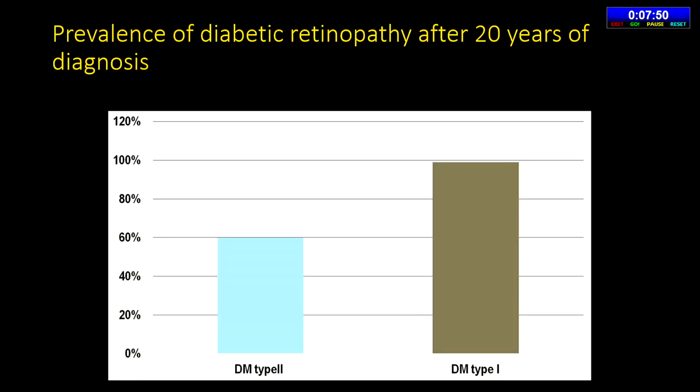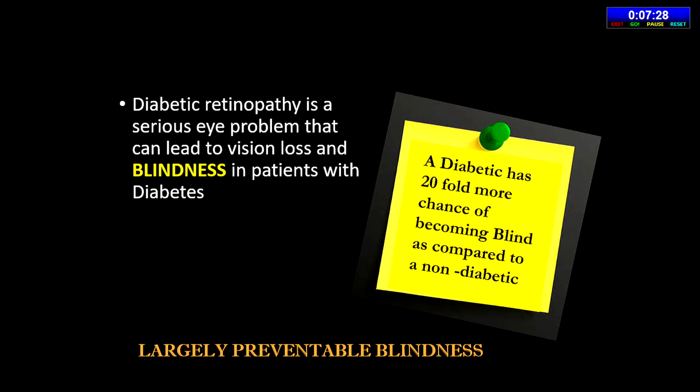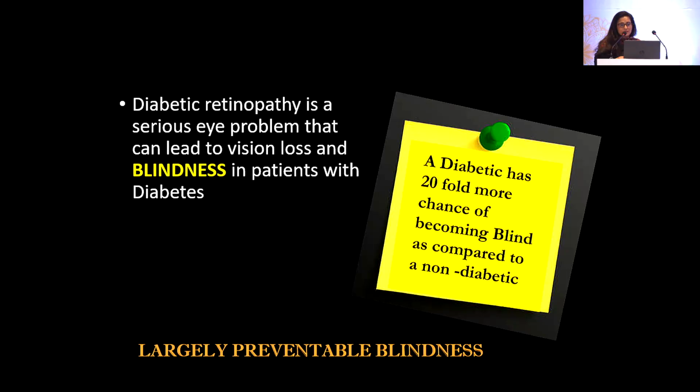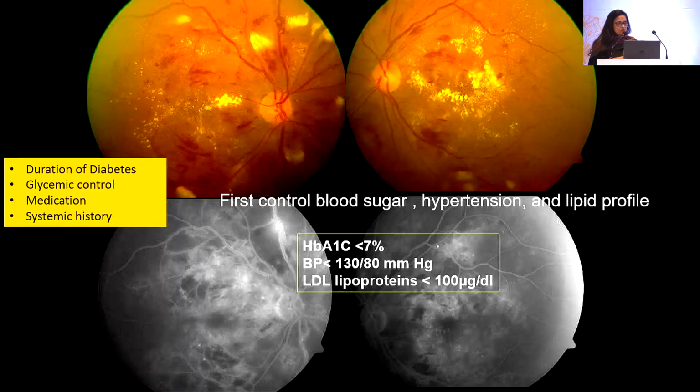And the important thing to note is that after 20 years of having had diabetes, a type 1 diabetic would have almost 100% diabetic retinopathy. And in type 2, the prevalence would be around 60%. So 60% of all diabetics after 20 years having type 2 would have some amount of diabetic retinopathy. So it's extremely important to recognize and manage this condition appropriately, because a diabetic has a 20 times more chance of becoming blind as compared to a non-diabetic.